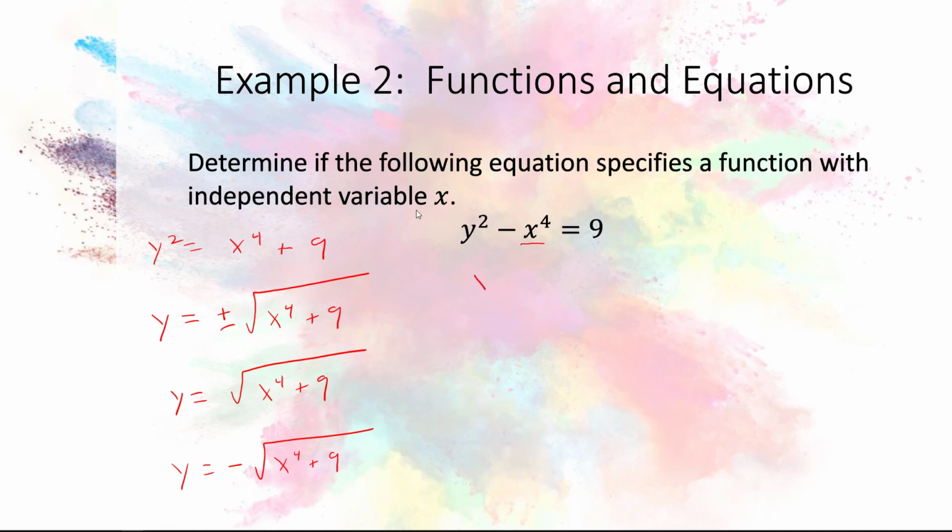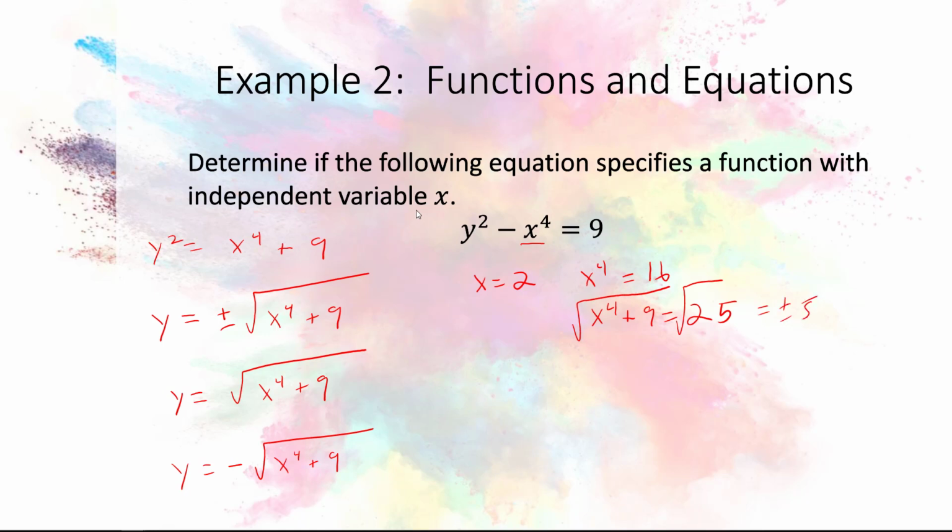Suppose that x is equal to 2. Okay, well, if that's the case, x to the fourth is equal to 16. 2 times 2 times 2 times 2, yeah, that's 16. And then x to the fourth plus 9 is equal to 25. And of course, the square root of all this would be equal to plus or minus 5.